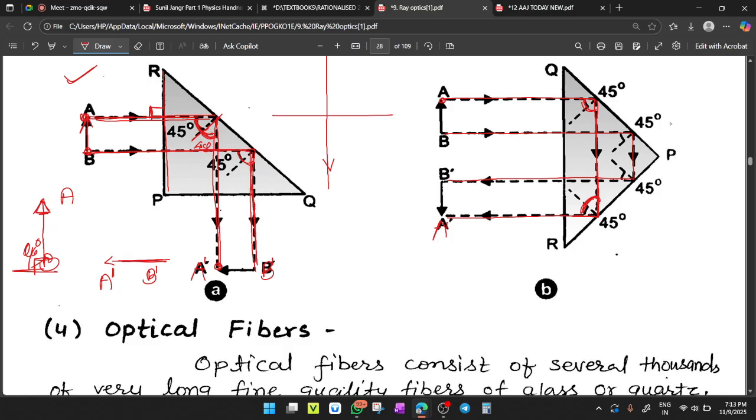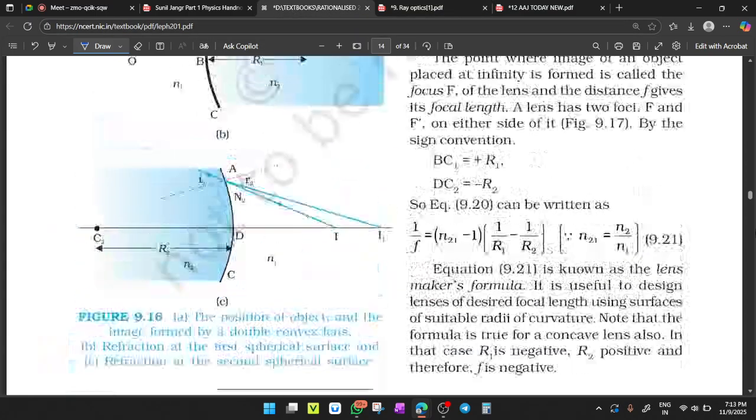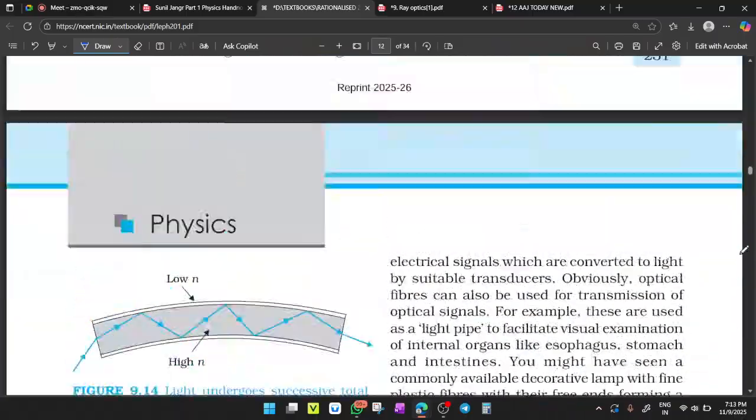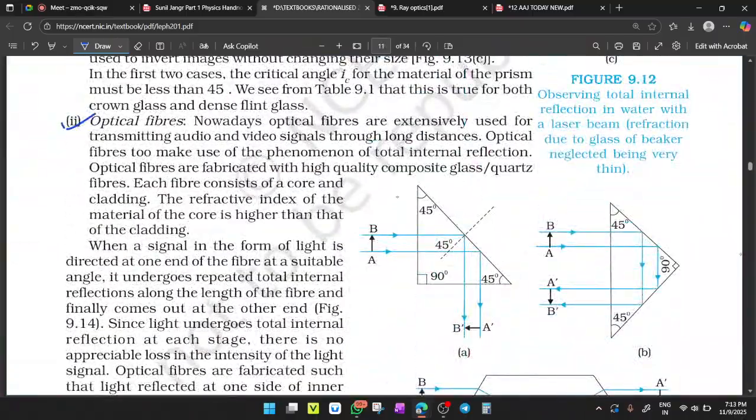Clear or not? Now check the orientation of A, B with respect to A dash, B dash. You can observe that the image is totally inverted. This means the ray is turned by an angle of how much? 180 degree. Clear? Yes. So in the NCERT, this topic is here: total internal reflection, prism.